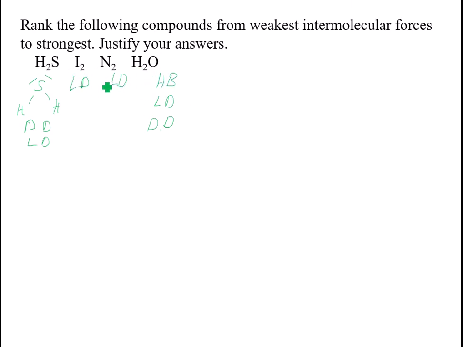These two both have London dispersion only, so when I have two that have the same force, I have to look at the molar masses. This has a molar mass of 28. This has a molar mass of, I think it's 253. Somewhere in that area. So therefore, nitrogen is my weakest, followed by iodine, then H2S with the dipole-dipole, followed by water having the strongest because it has hydrogen bonding.